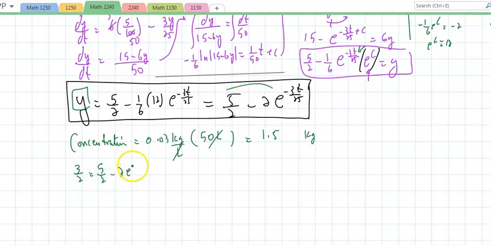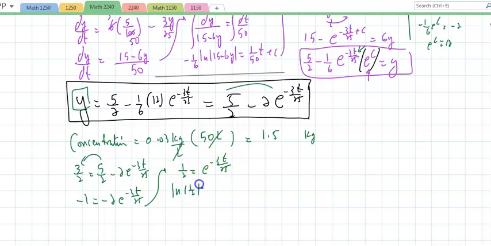5 halves minus 2 e to the negative 3t over 25. Subtract this from both sides. That will be 3 halves minus 5 halves is negative 2 halves, which is negative 1. One half equal e to the negative 3t over 25. Natural log of 1 half equal negative 3t over 25. T will equal negative 25 natural log of 1 half divided by 3.